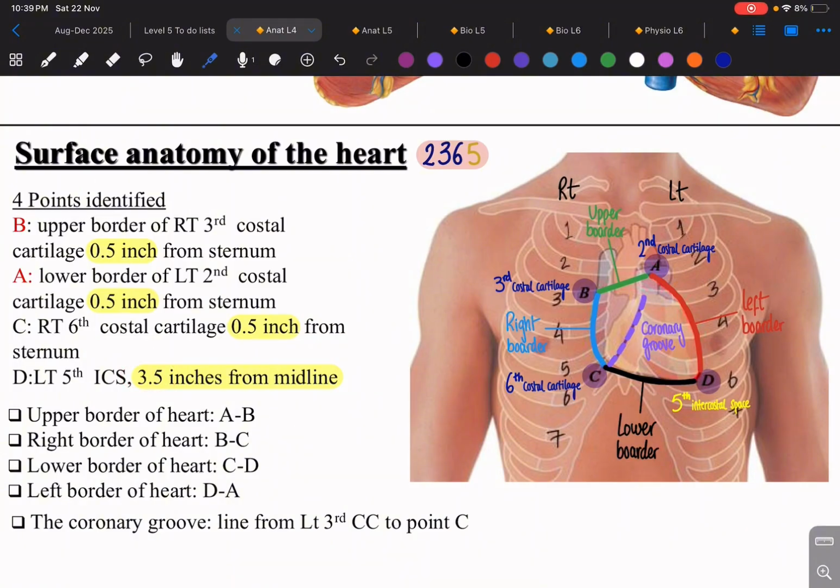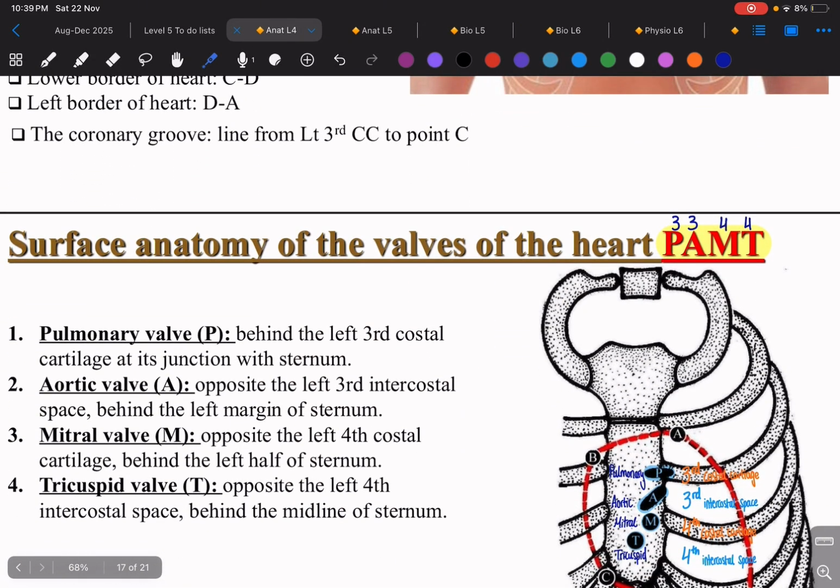One more thing here as well is the coronary groove. How do we know where exactly the coronary groove is anatomically? If you draw a line between point C, which is the point we mentioned here in the sixth costal cartilage, all the way to the third costal cartilage, here this is the third costal cartilage, so from point C to the third costal cartilage, this is the coronary groove. So this area in purple is the coronary groove. Now let's move to the surface anatomy of the valves.